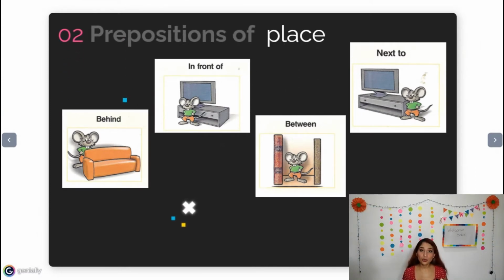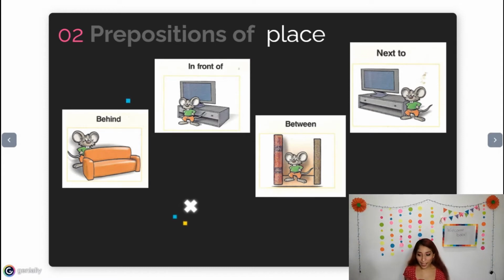Then we have the vocabulary that is about prepositions of place. This is super important to know when we want to show some objects, for example, you are in your bedroom and you need to find something, and your mom tells you that your toy is behind the bed, okay, and you don't know what behind is.